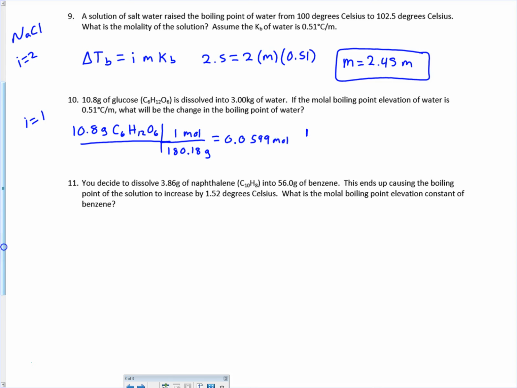Next, we can calculate the molality. Molality equals that number of moles, 0.0599, divided by the number of kilograms. In this case, it's 3. And that's going to give us 0.0200 for our molality. Then we can plug it into the freezing point equation. So change in freezing point equals Van 't Hoff factor 1 times the molality, 0.0200, times the constant here for water, 0.51, is our Kf here.